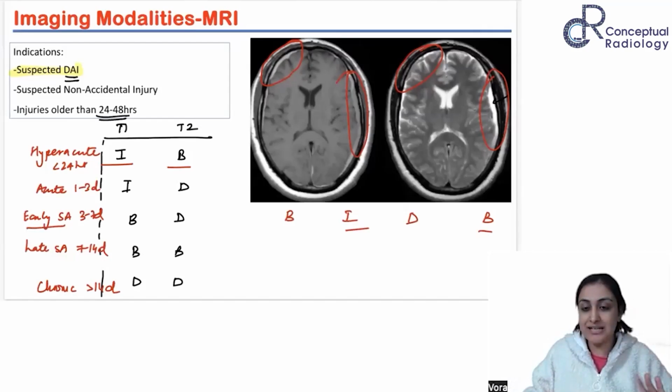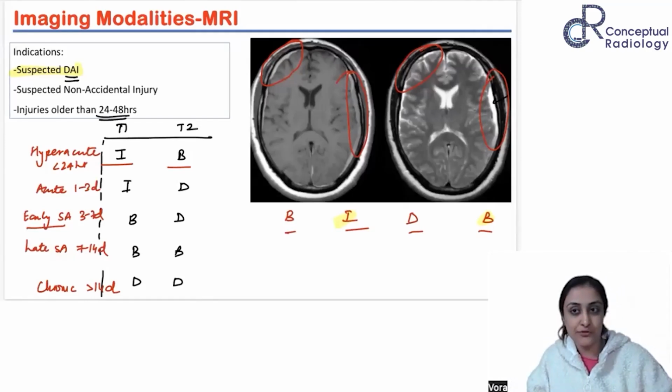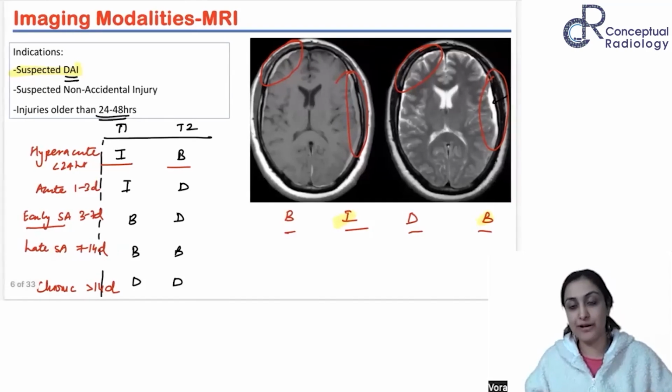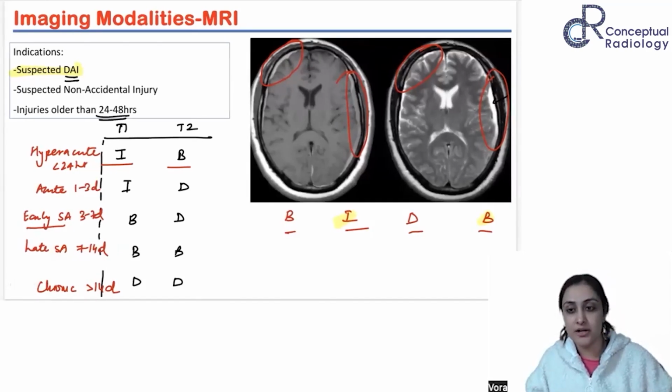Whenever you see different ages of bleeding, it's something where you suspect non-accidental injury, or you have to rule out why there are different ages of bleeding. So this is how you are going to be stating the ages of the bleed. I hope this is clear to all of you. This is the poem that you remember and take away with you for life, for staging the age on MRI. So the bottom line here is that MRI is useful for older injuries.